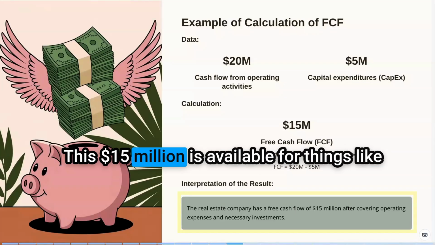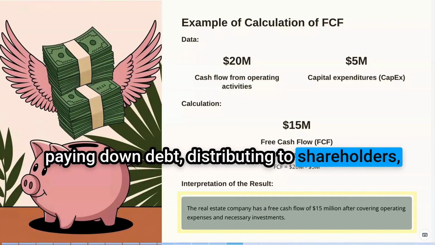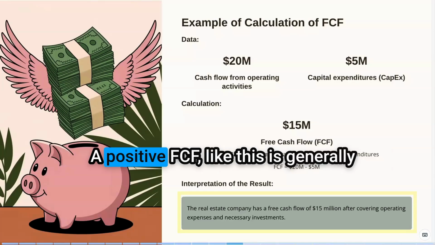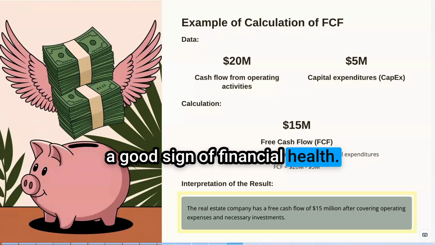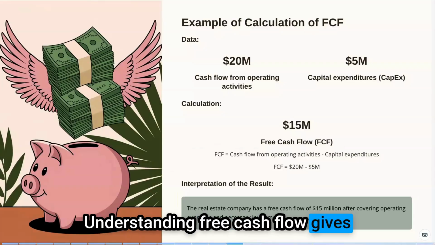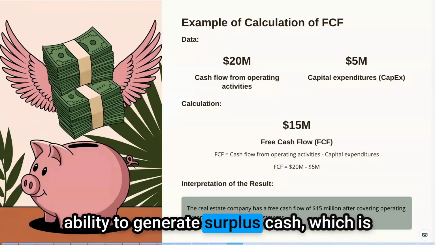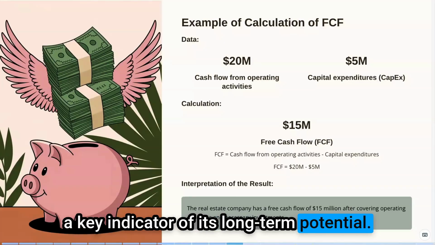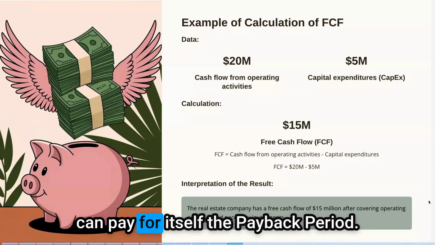This $15 million is available for things like paying down debt, distributing to shareholders, or reinvesting in new growth opportunities. A positive FCF like this is generally a good sign of financial health. Understanding free cash flow gives investors a clearer view of a company's ability to generate surplus cash, which is a key indicator of its long-term potential. Next, we'll look at a metric that helps us understand how quickly an investment can pay for itself, the payback period.